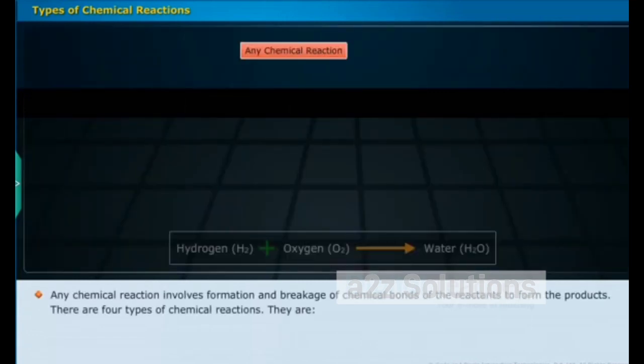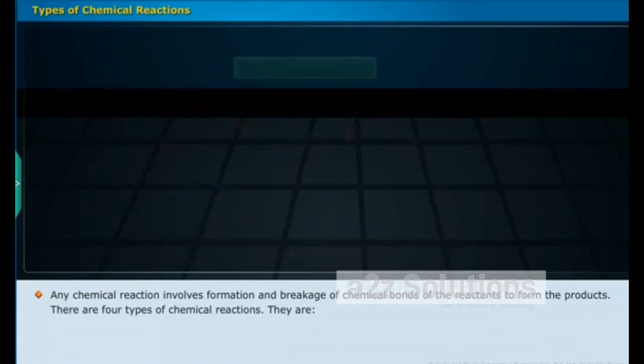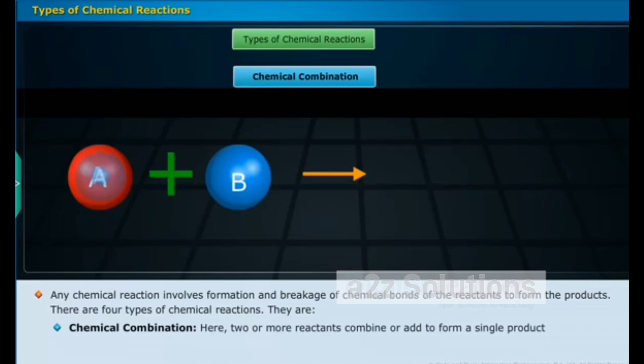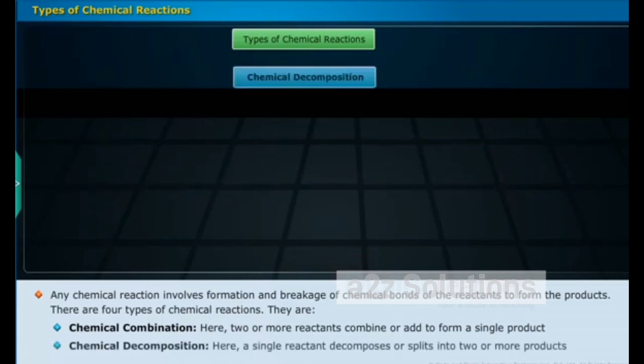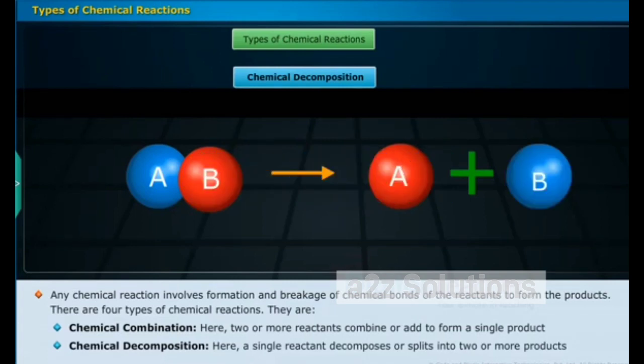Let us learn about the types of chemical reactions. Any chemical reaction involves formation and breakage of chemical bonds of the reactants to form the products. There are 4 types of chemical reactions. They are chemical combination. Here 2 or more reactants combine or add to form a single product. Chemical decomposition. Here a single reactant decomposes or splits into 2 or more products.